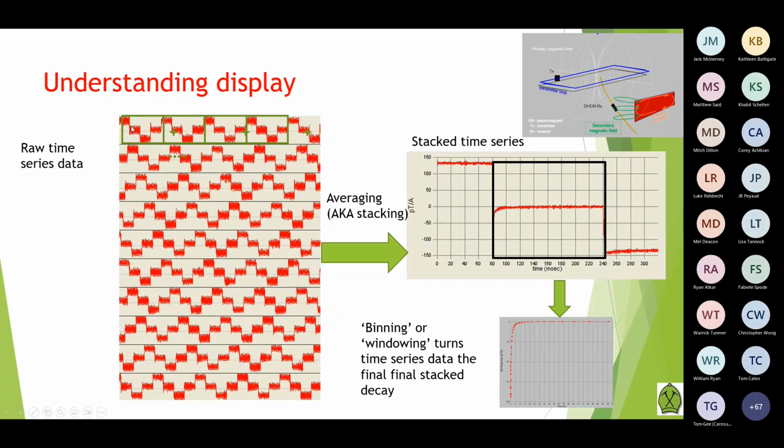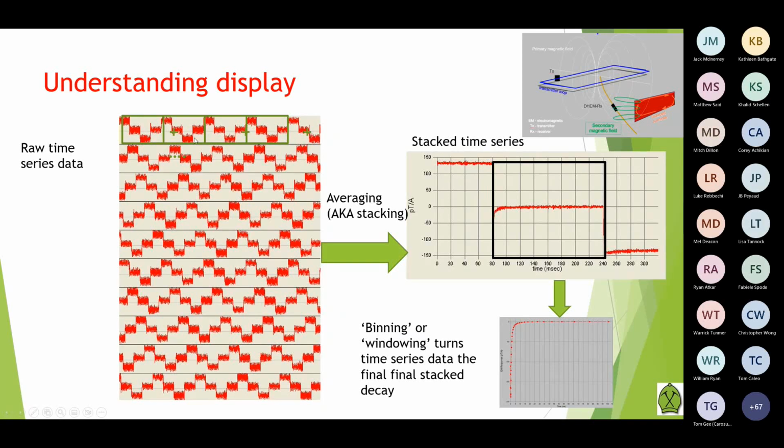Then we take each one of these single groups of 4 and we add it to the next one and the next one and the next one. And if you add that together 96 times, then that's averaging 96 times, which is stacking 96 times. So you could say that's 96 stacks. And that's what it looks like once you've stacked it.